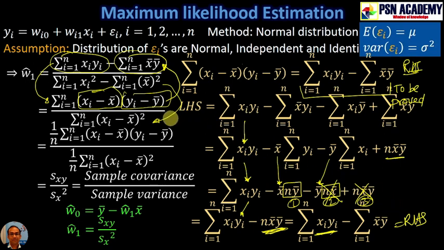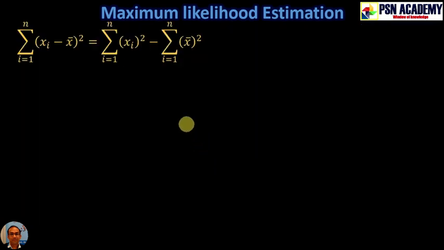Next, we will go for the denominator part. Here also we will move back from this portion. From this portion, we will move back to this portion, the lower portion. Okay. So from here, we have to move to this part. So this is to be proved.